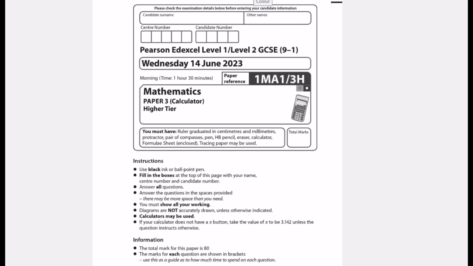This is the Edexcel higher tier paper 3 calculator paper from June 2023. Question 1. Simplify m squared cubed the quick way.